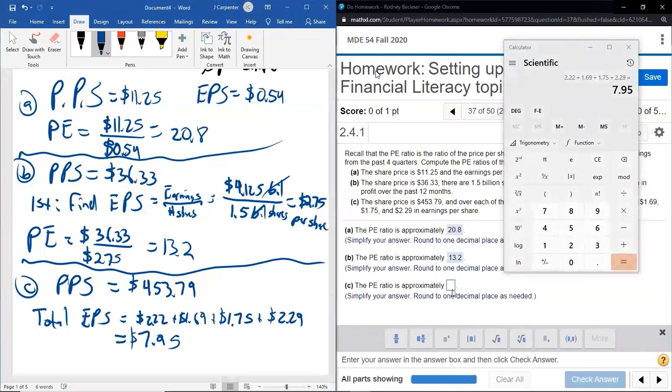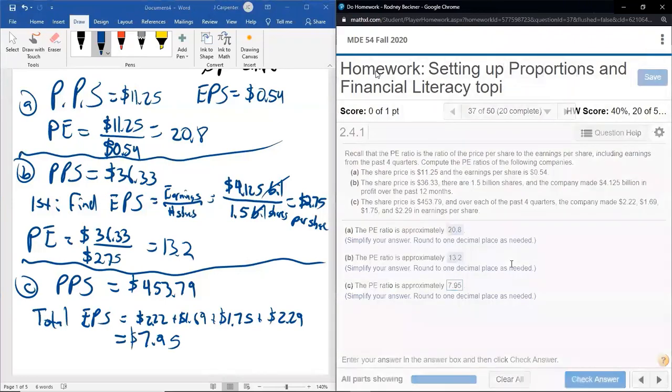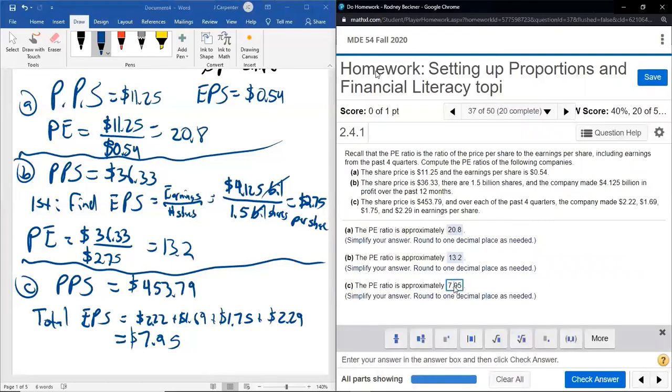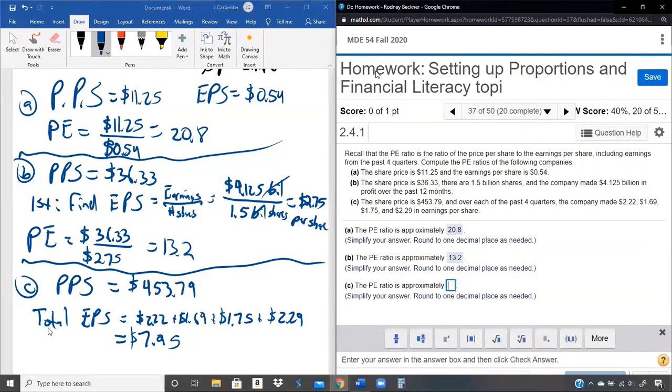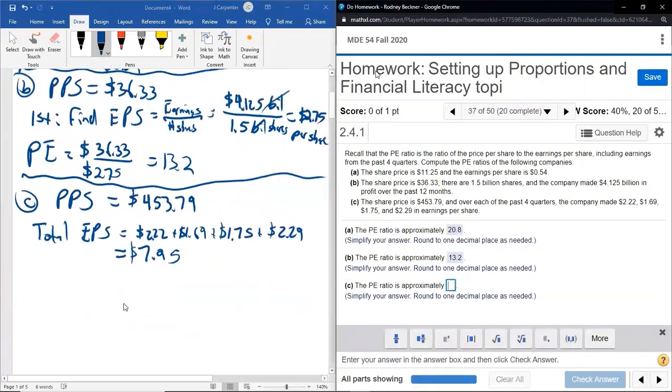Okay, well that was the answer, right? Question mark. 7.95. Spoilers, it's wrong. And I'm not going to read the whole thing of why it's wrong, because I'm just going to go ahead and tell you. This is wrong because that was just the total earnings per share. We were finding the PE ratio. That's nice that we have the total earnings per share right now. We need it for the PE ratio, but it's not the answer.